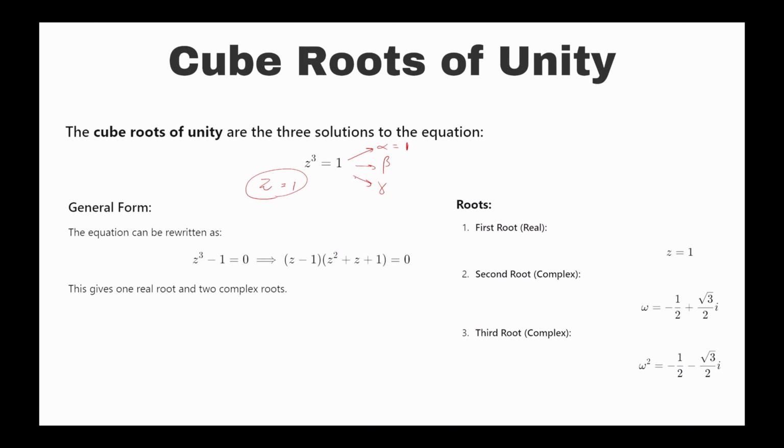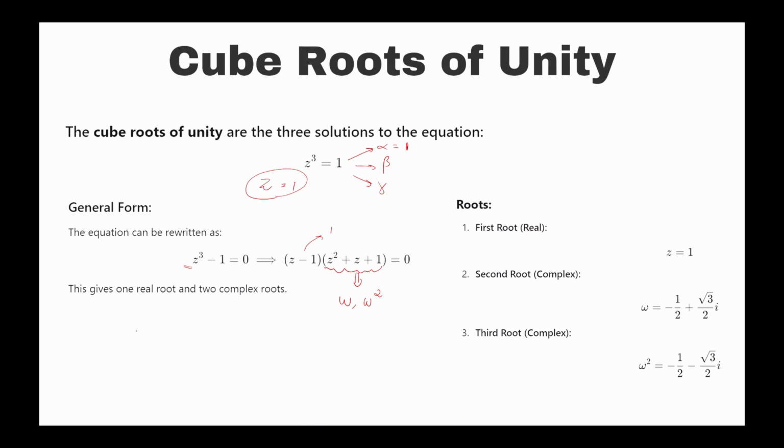Now what if I take the 1 to the other side, and from this equation, I take z minus 1 common? I would be left with z square plus z plus 1 is equal to 0. From here we used to say that we get 1, which is the real number. However, now from this equation, we can also have 2 complex roots or 2 imaginary roots, which we call omega and omega square.